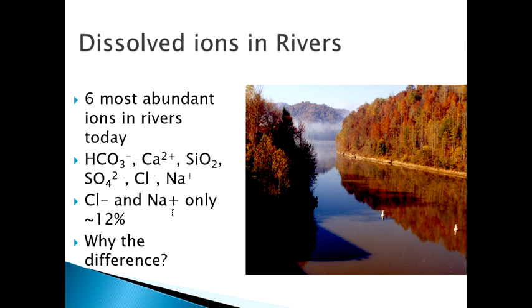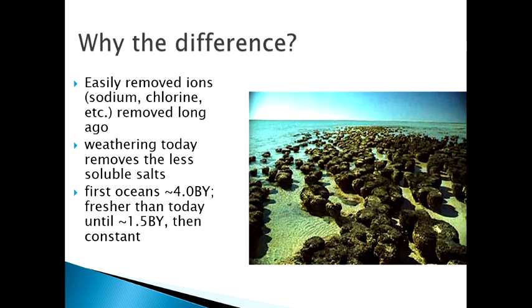Well, if the oceans are getting their saltiness from the rivers, but the rivers aren't that salty themselves, why is there a difference? What is the difference? And here's the difference. All of the easily removed ions, sodium and chlorine, were removed billions of years ago. Today, we've had 4+ billion years of weathering of the surface of the Earth, and we're removing those less soluble salts, like the bicarbonate molecule, like silica, SiO2. The first oceans were fresher, and they got saltier and saltier till about 1.5 billion, we estimate, and since that time, they've been constant.